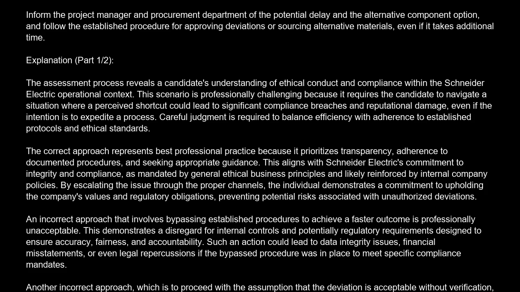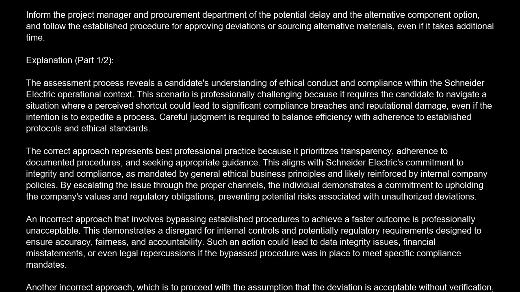This aligns with Schneider Electric's commitment to integrity and compliance, as mandated by general ethical business principles and likely reinforced by internal company policies. By escalating the issue through the proper channels, the individual demonstrates a commitment to upholding the company's values and regulatory obligations, preventing potential risks associated with unauthorized deviations.